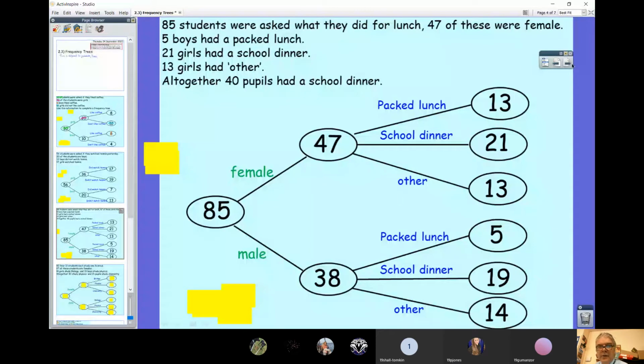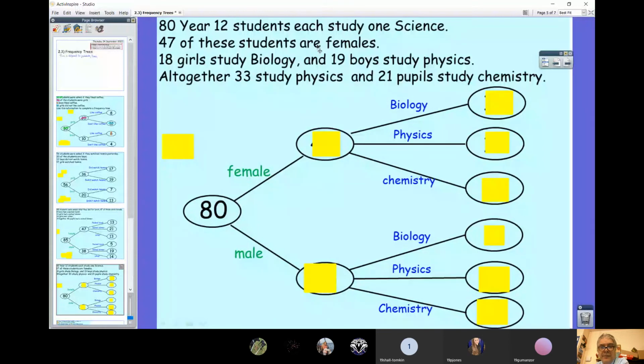Okay, let's have a look at the last. Is this the last one? Yeah. So let's process it and then fill in the gaps. So 80 students altogether, and we're told that 47 of them are female. So obviously male is 80, take away 47, which is 33. So 18 girls studied biology. So let's go down girls biology, there's our 18.